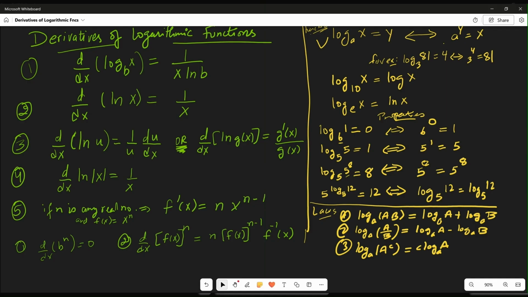And then if you have a constant base with a variable exponent, for example, the derivative of a constant base b with variable exponent g of x, this is going to be equal to b raised to the power g of x as it is, times natural log b, times the derivative of that variable exponent.